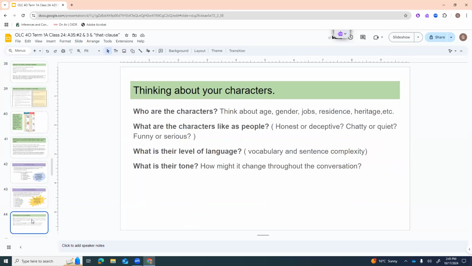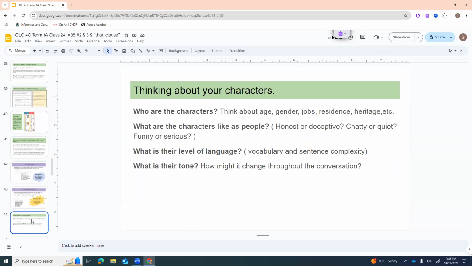Also think about, who are the characters? What's their age? What's the gender? What are their jobs, their residence, their heritage? And how are those things going to affect the conversation? They won't necessarily affect every conversation, right? But they may affect some of them.